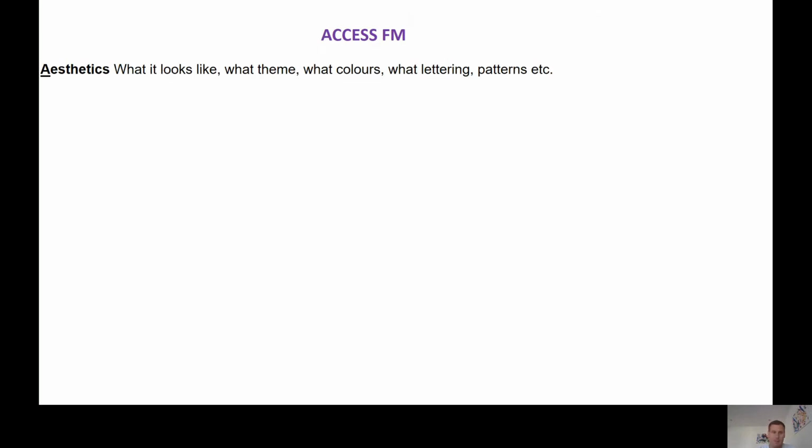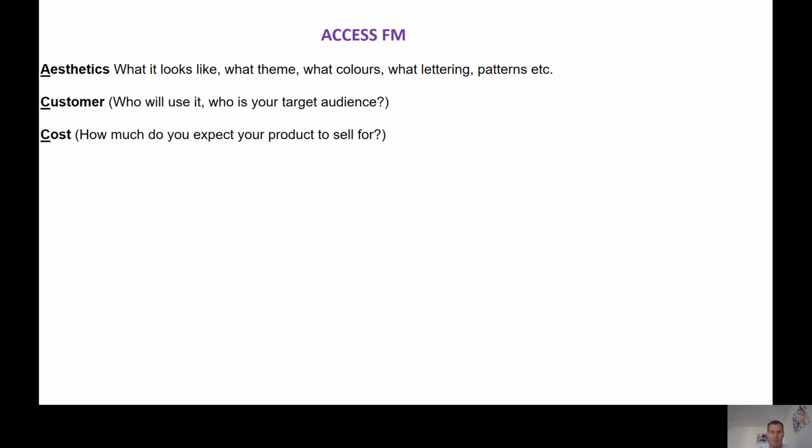So Access FM, aesthetics, what the product looks like, the theme of it. So is it like a football theme, or is it a cartoon theme? Is it based on a specific game or something? What colours, lettering and patterns, all about how it's going to look. Customer, who's going to use it? What's your target market? That should be age and gender. And again, we look at for about a sort of 5 to 10 year gap. Cost, how much do you expect the product to sell for? Okay, really vital, really important.